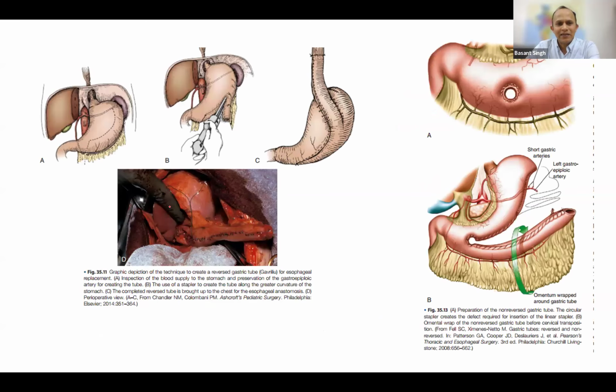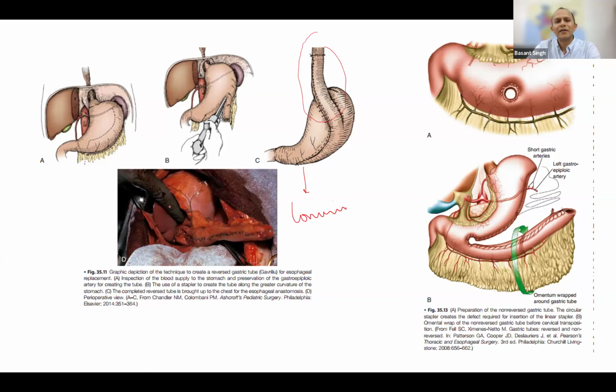So this was a table. I think this question was there in a previous year paper. They had given this image, and this is about your reverse gastric conduit. You have to know the artery. What is the indication? Generally, we use it for corrosive injury in pediatric patients. This is what we use, your reverse gastric conduit.